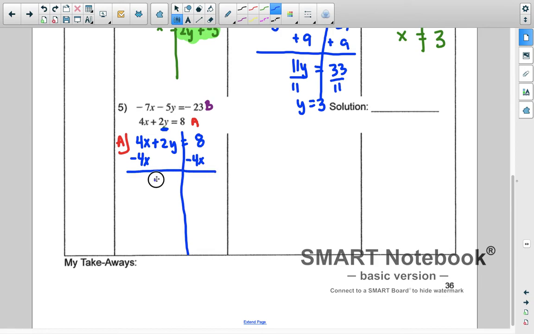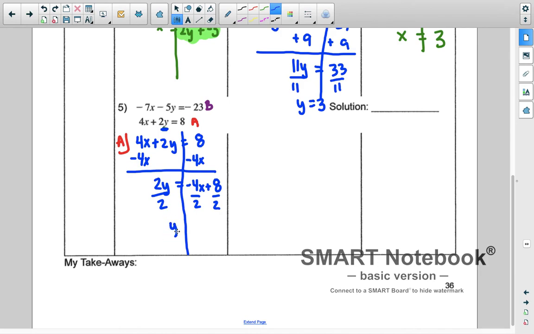So this 2y just drops down. It's staying the same. And remember when we solve this, usually we want that x term to come first. We're going to say negative 4x plus, and then it's a positive 8. It's a positive 8. And now to undo this 2, we are going to divide everything by 2.